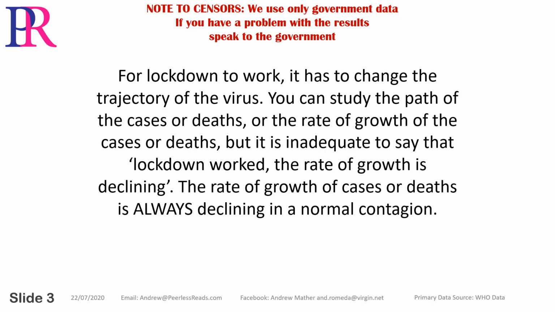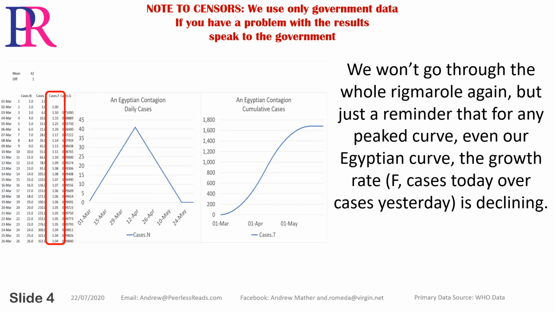For lockdown to work, it has to change the trajectory of the virus. You can study the path of the cases or deaths or the rate of growth of the cases or deaths, but it is inadequate to say that lockdown worked. The rate of growth is declining. The rate of growth of cases or deaths is always declining in a normal contagion.